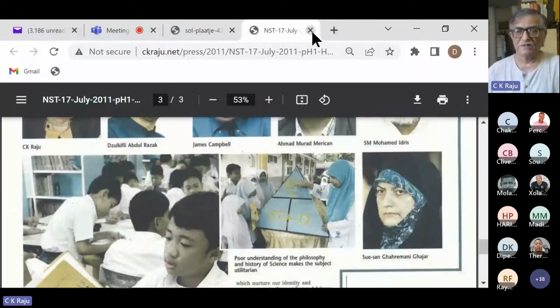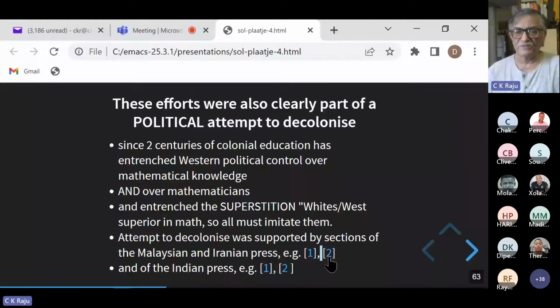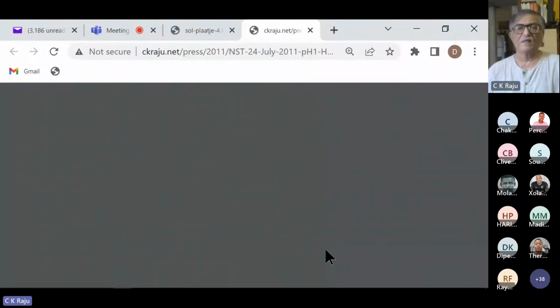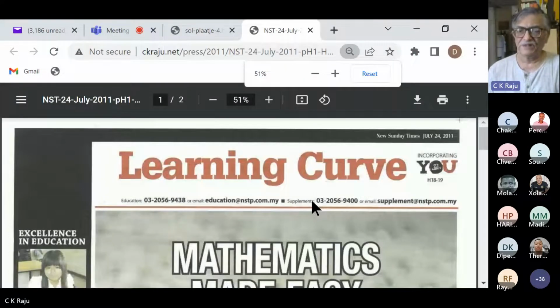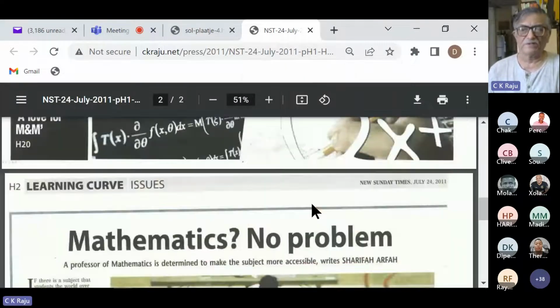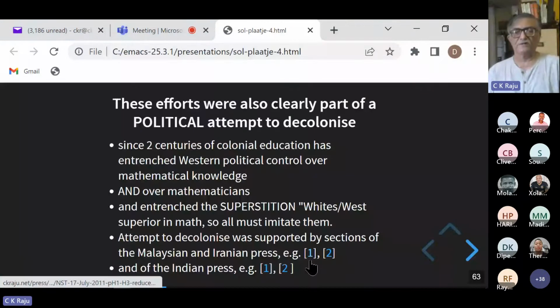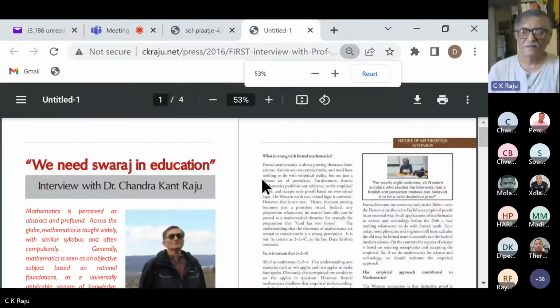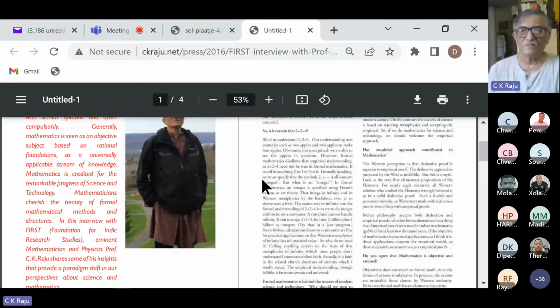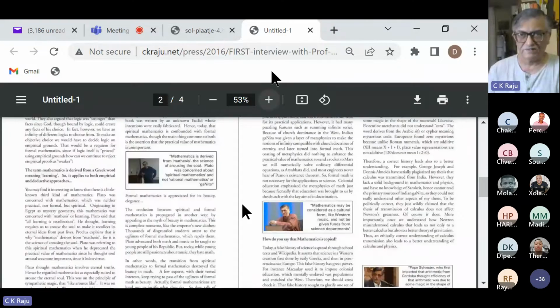A similar thing was done, well, just to give you, this one is on mathematics. So mathematics made easy, so it was supported by the press. And a similar thing in India. The Indian press also, some sections have supported it. So for example, there is a long interview, can't go into that, but there was support because it's a political activity as well, not just a pure mathematical activity.